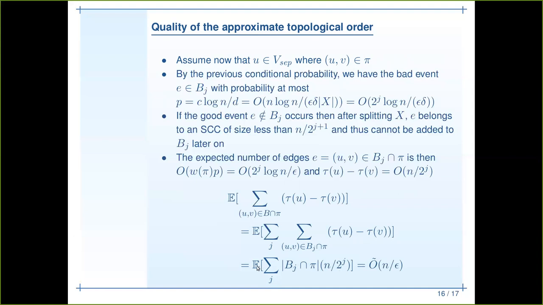And if you use linearity of expectation, you move the expectation inside. What is the expected size of this set here? Well, that is exactly what we calculated up here. It's 2 to the j log n over epsilon. And if you plug that in and multiply, then you get that it's roughly order n. And this is exactly what we want. Now we can use our DAG-like data structure to get roughly quadratic total update time.